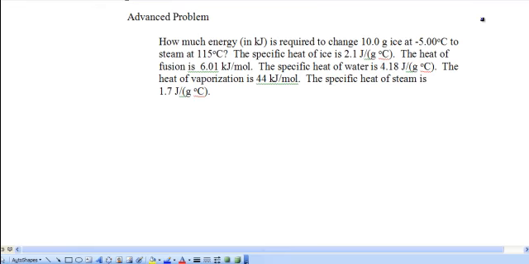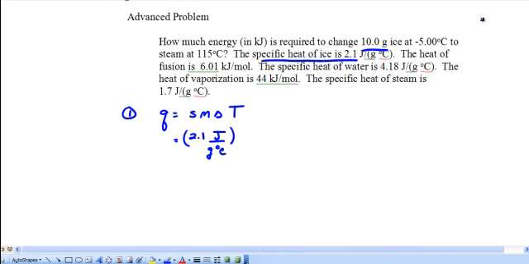All right, so first things first. Step 1. We're going to take our 10 grams of ice and raise it up to 0 degrees Celsius. How do we do that? Well, Q equals s m delta T. The specific heat of the ice, it even tells you, is 2.1 joules per gram per degree Celsius. The mass of the ice is going to be 10 grams throughout. And the temperature change, well, it's going from -5 up to 0.